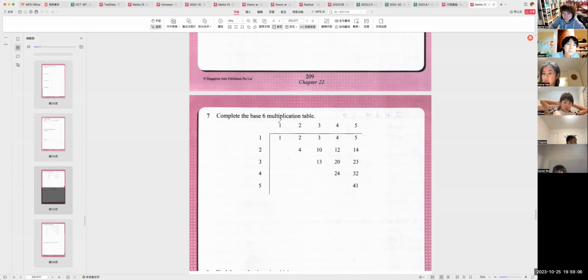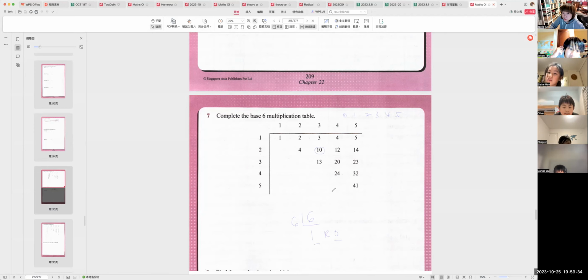So 2 times 1, we already have it because 2 times 1 equals 1 times 2. We don't have to do it. So 2 times 2 equals 4. But 3 times 2, why does it equal 10? Do you understand, everybody? Because there's no 6, right? So you need 6 divided by 6 equals 1 and the remainder 0. Get it, Oliver? So that's why the answer is 10.